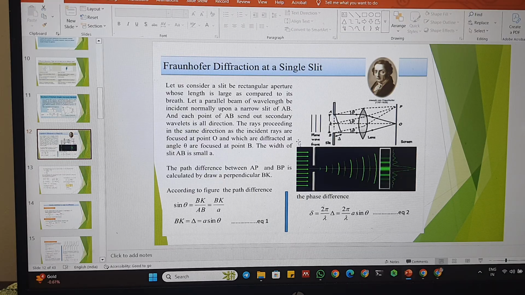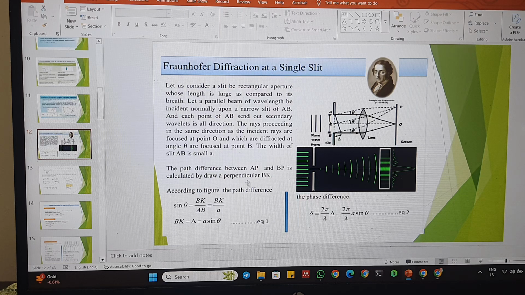These rays proceeding in the same direction as the incident rays focus at the point O, and are diffracted at angle theta. Here theta is the angle of the diffracted light to the wavefronts. Here it is theta, and here also it is theta. Another angle we can observe here is a right angle triangle, that is delta, and the width of the slit is small a. We are considering the width as small a.